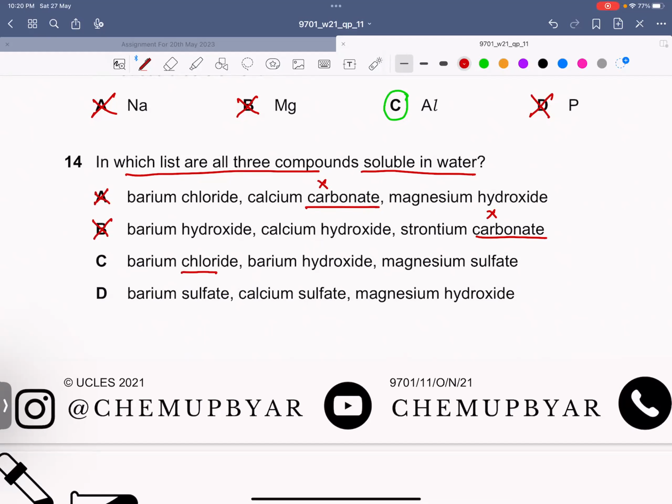Barium chloride is water soluble, barium hydroxide is water soluble, and group 2 sulfate solubility decreases down the group, which means magnesium sulfate must be soluble. So C can be an answer. If you look at D, barium sulfate, down group 2 sulfate solubility decreases, so it is not soluble. So D goes wrong as well. So your correct answer is C. Is this clear?